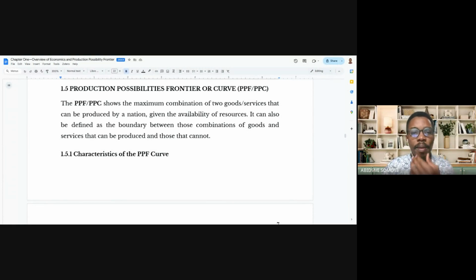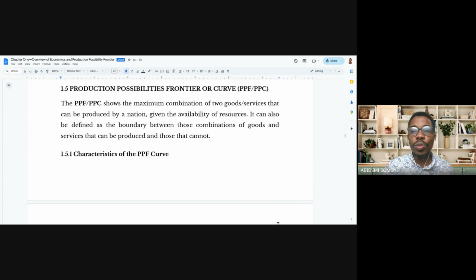Today, I'll be teaching you the topic Production Possibilities Frontier or Curve, which we usually refer to as PPF or PPC. Let's dive straight into the definition. The PPF or PPC shows the maximum combination of two goods or services that can be produced by a nation or by a country, given the availability of resources.